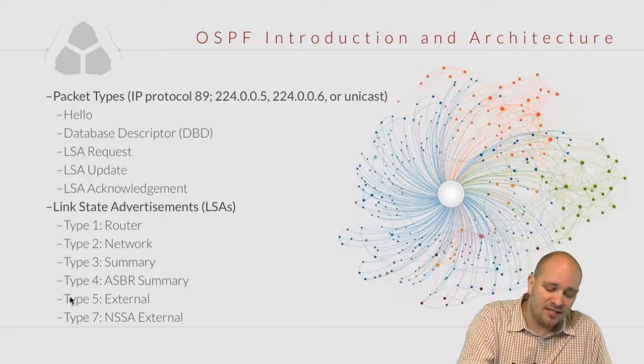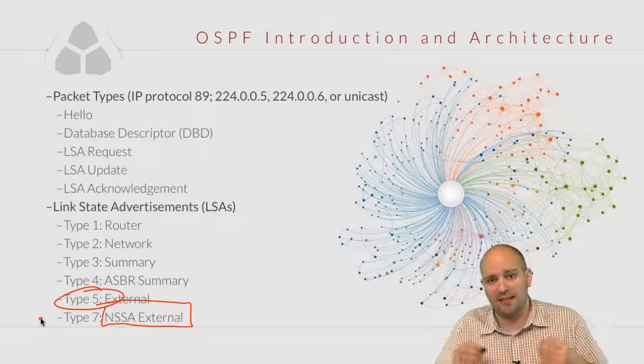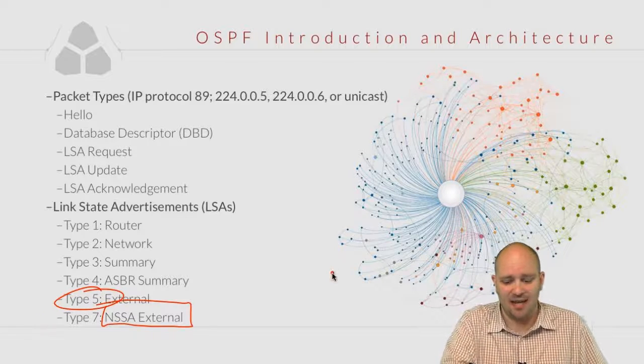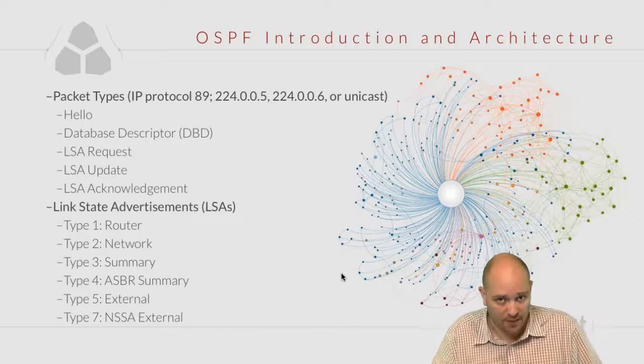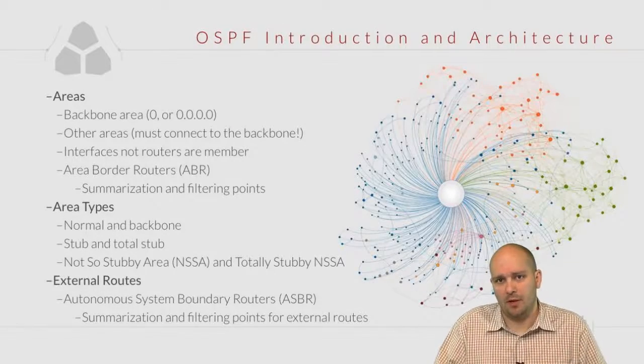And Type 7 is very similar to Type 5, but in a special area type that is called the NSSA area, or the not-so-stubby area. And speaking of areas, let's talk about them a little bit.